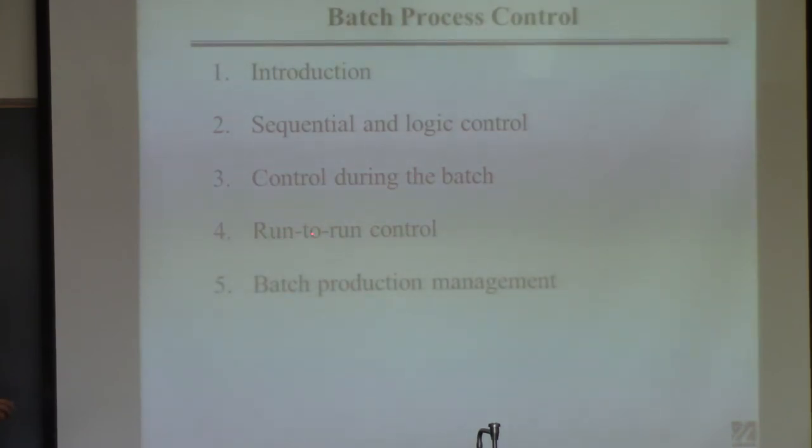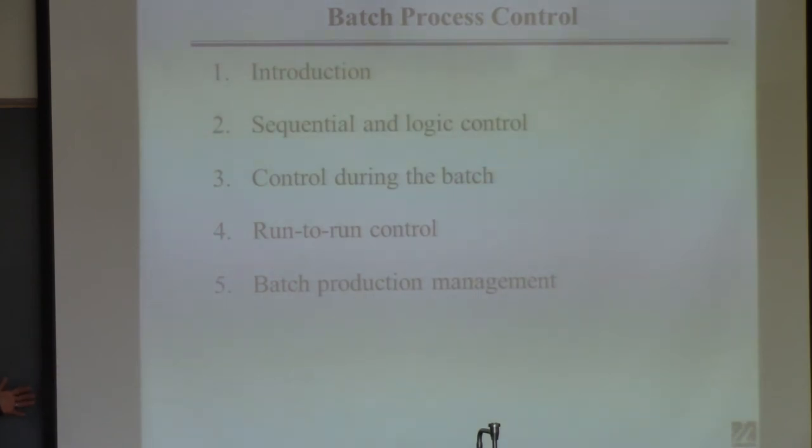Run-to-run control, I don't talk about much, but that's the idea that it's very common in a lot of these batch manufacturing processes that you don't have any measurements available until the batch is run. So let's say you're making a polymer in a batch. You have no measurement of the product quality, which means like molecular weight, until the batch is already run. Then you take it to the lab and you measure the molecular weight.